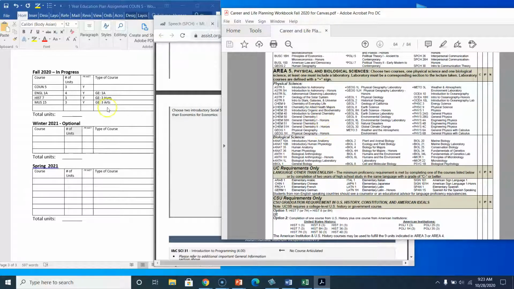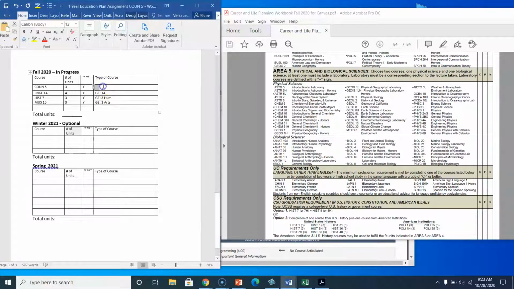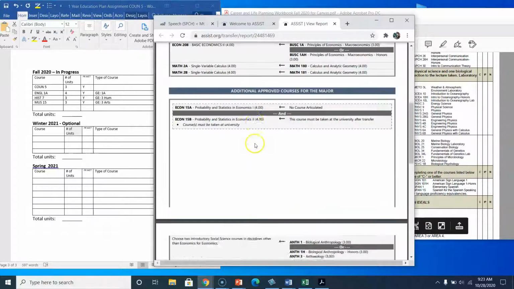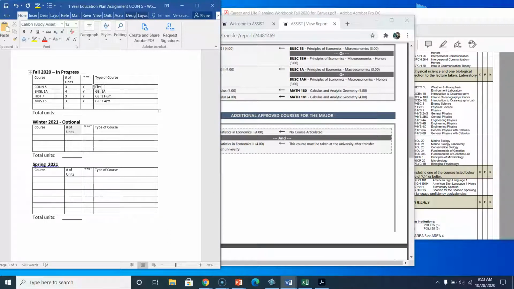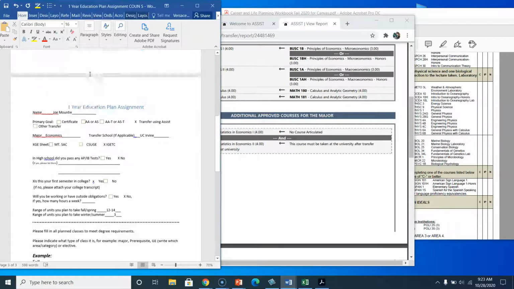All right, so we notice Counseling 5 on IGETC, it's not on there. It's also not on the major sheet. So we're going to call this an elective. And sadly, it doesn't even transfer to a UC. Bummer, but that's okay. All right, so now we've done step 2 and 3.